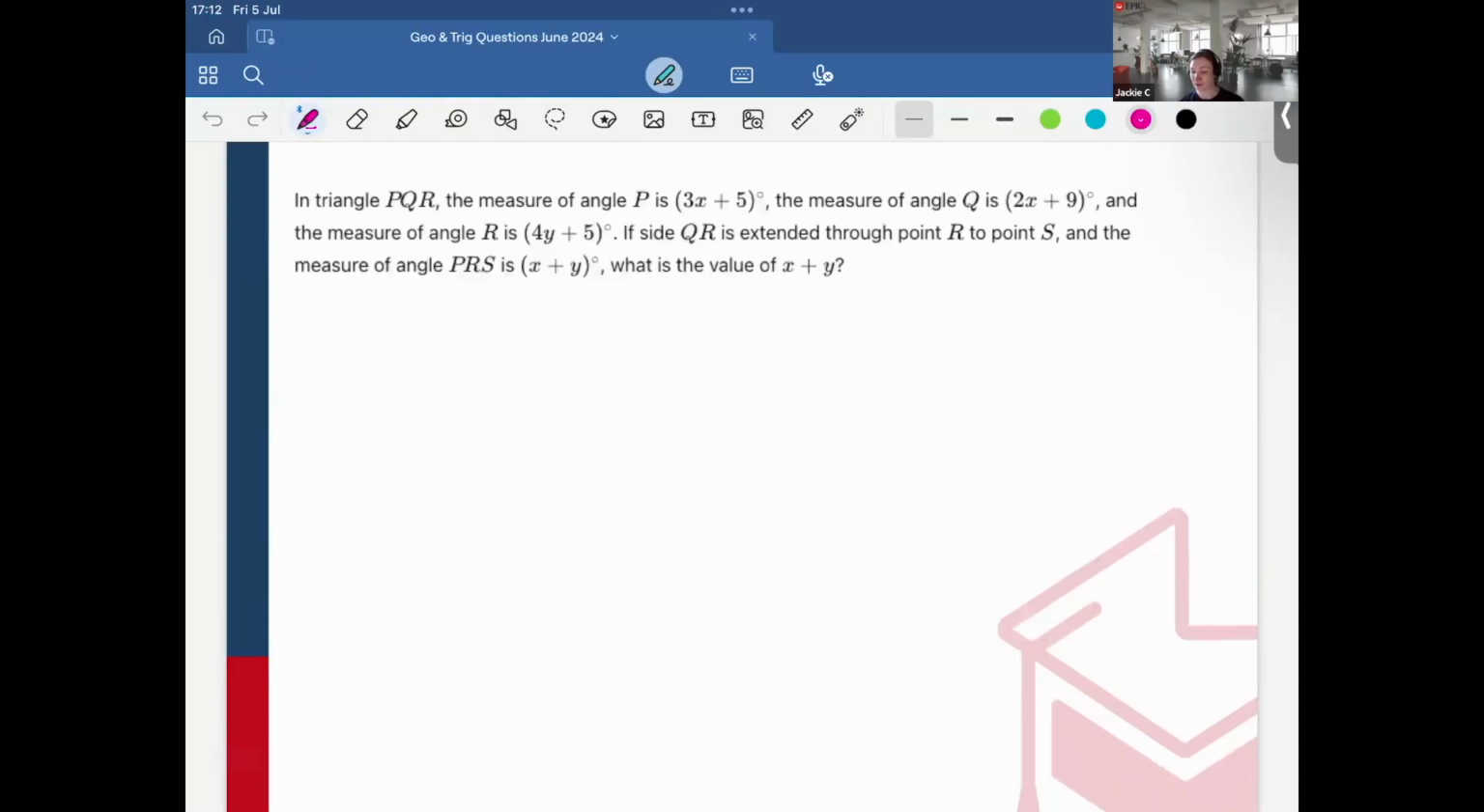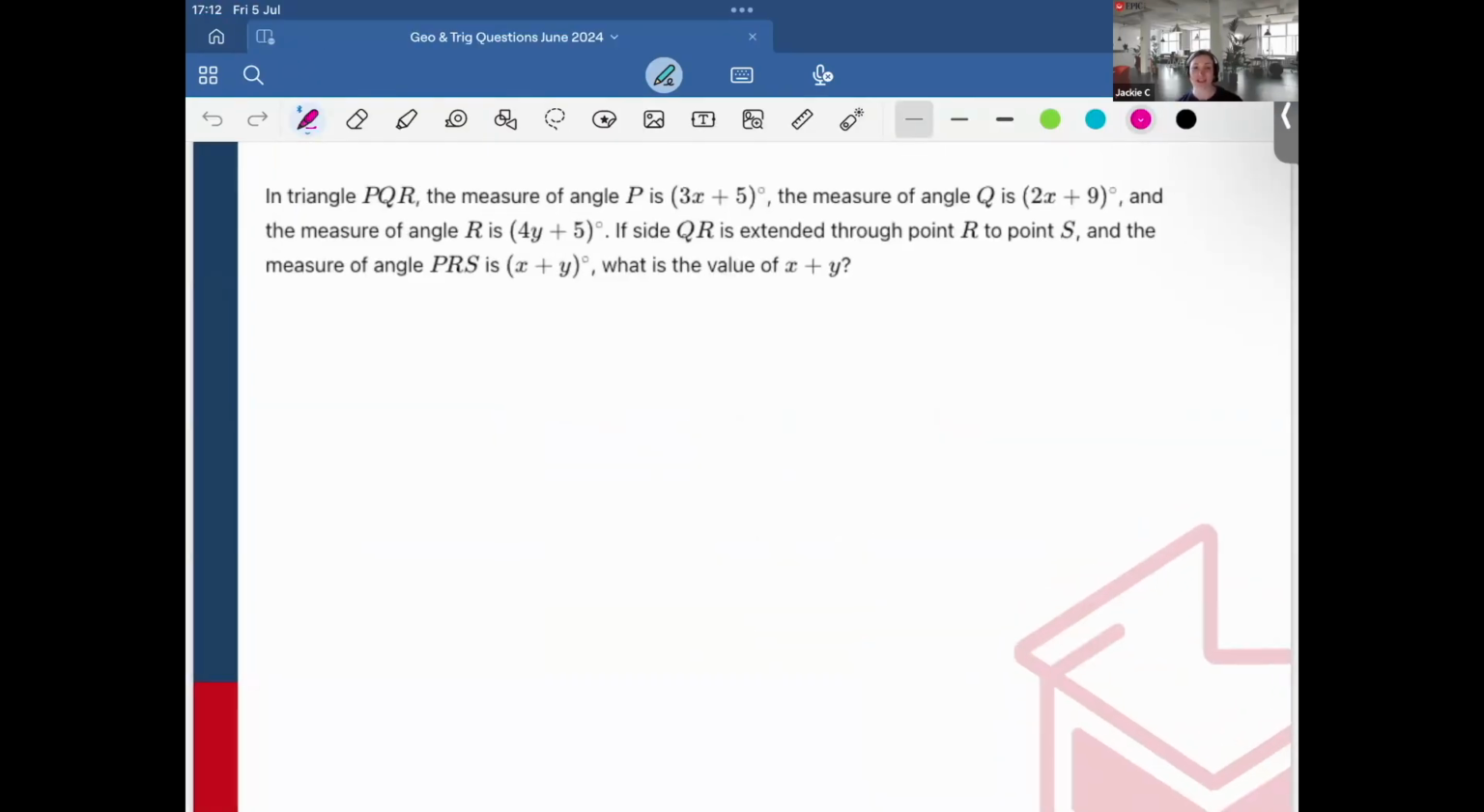Okay. So first things first. Here in triangle PQR, the measure of angle P is 3x plus 5 degrees. The measure of angle Q is 2x plus 9 degrees. And the measure of angle R is 4y plus 5 degrees. If side QR is extended through point R to point S, and the measure of angle PRS is x plus y degrees, what is the value of x plus y?